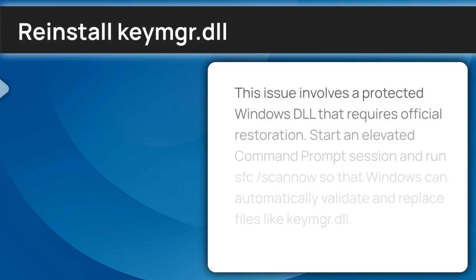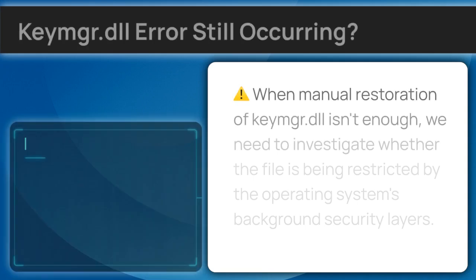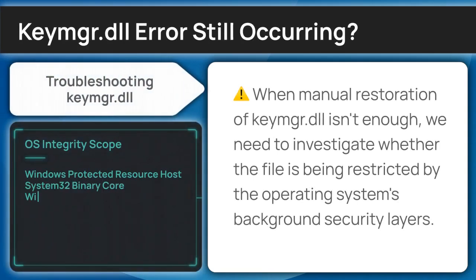This issue involves a protected Windows DLL that requires official restoration. Start an elevated command prompt session and run sfc /scannow so that Windows can automatically validate and replace files like Keymgr. When the primary installation path fails, a more surgical approach to checking your system's environmental variables is required.